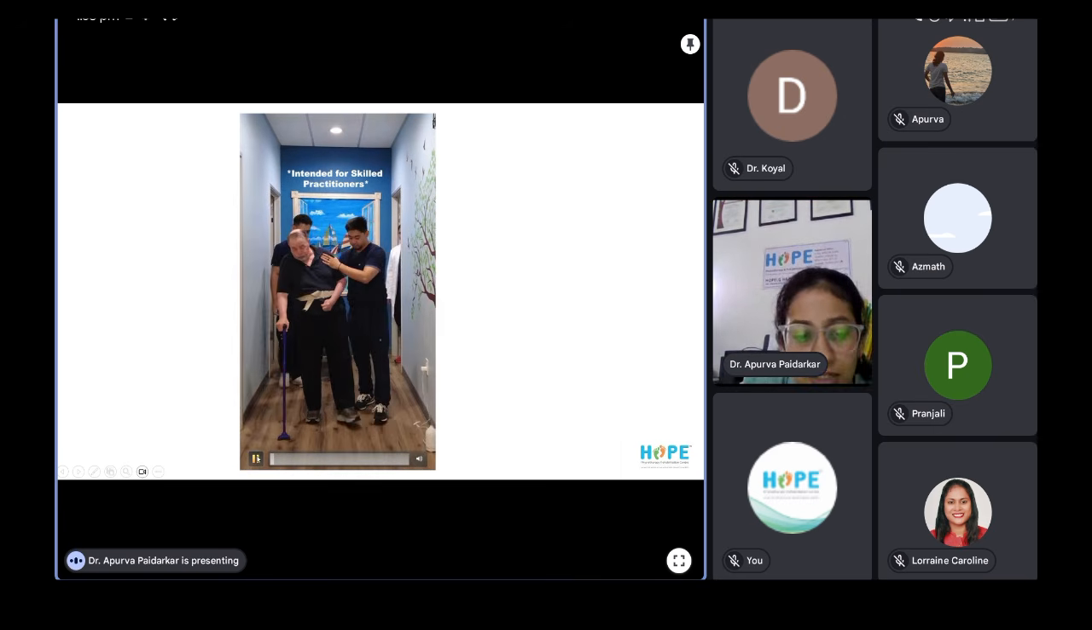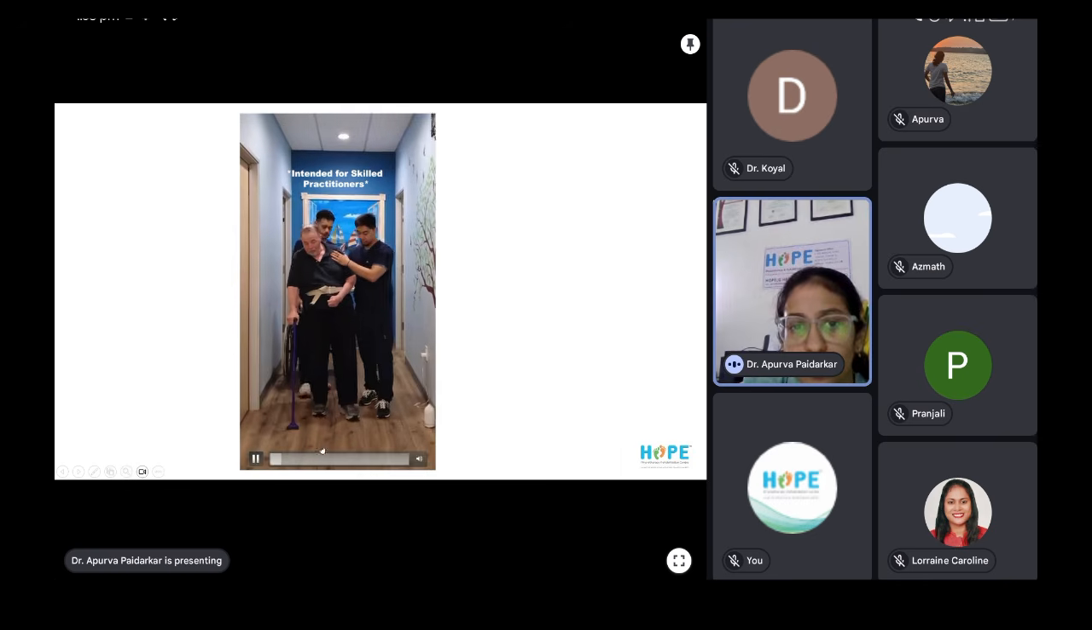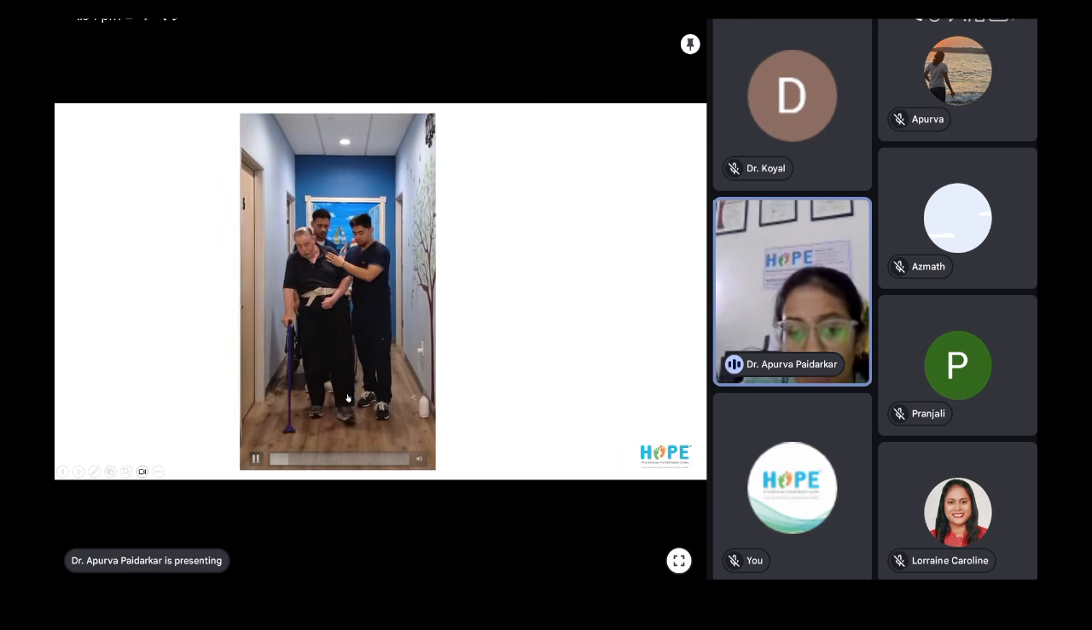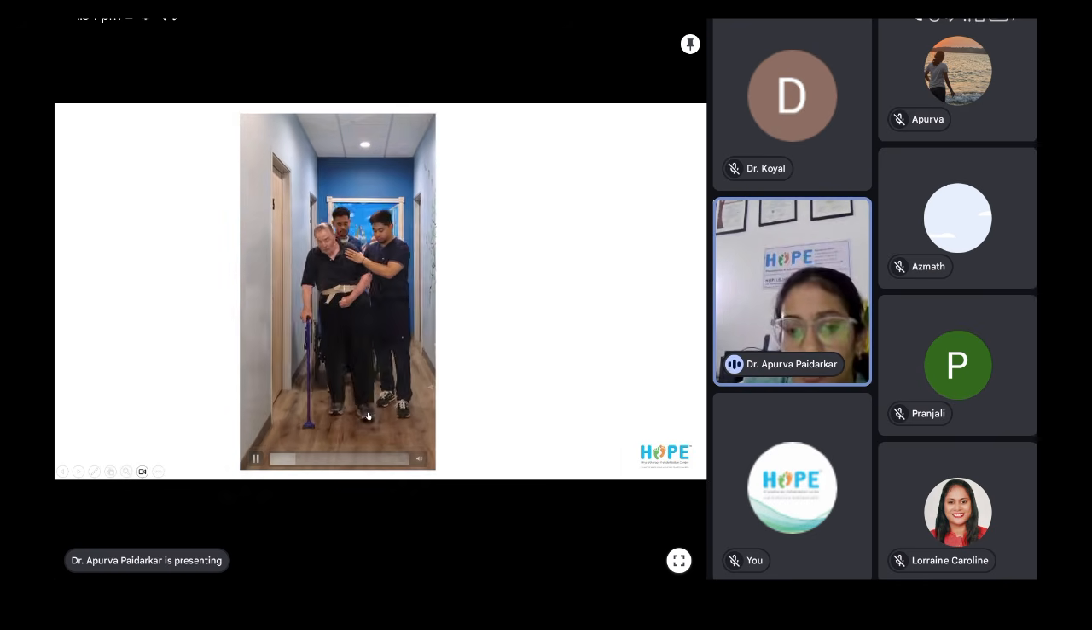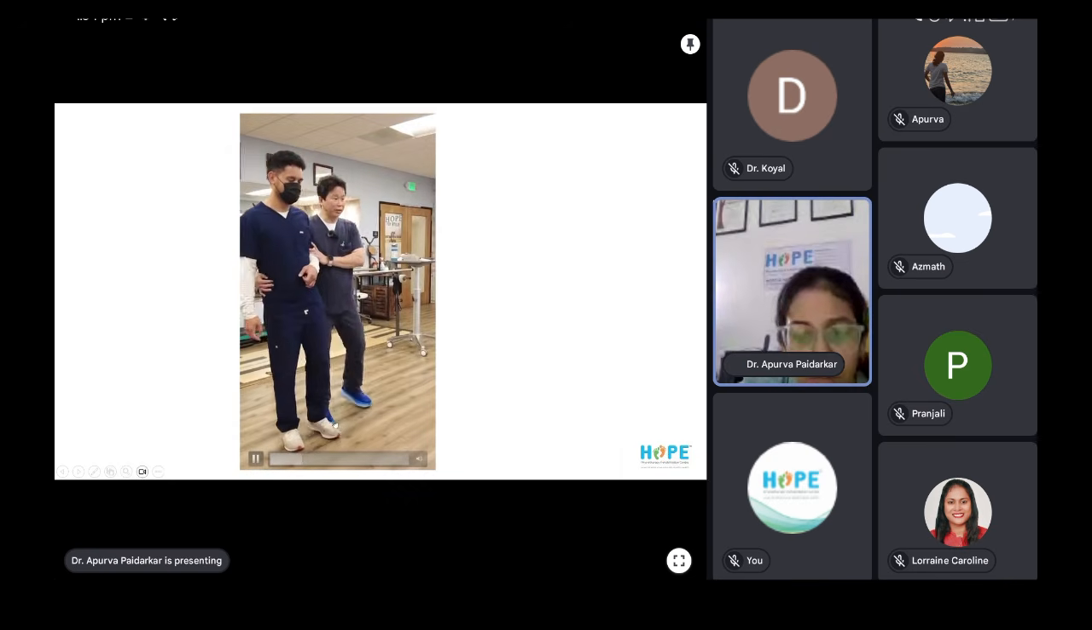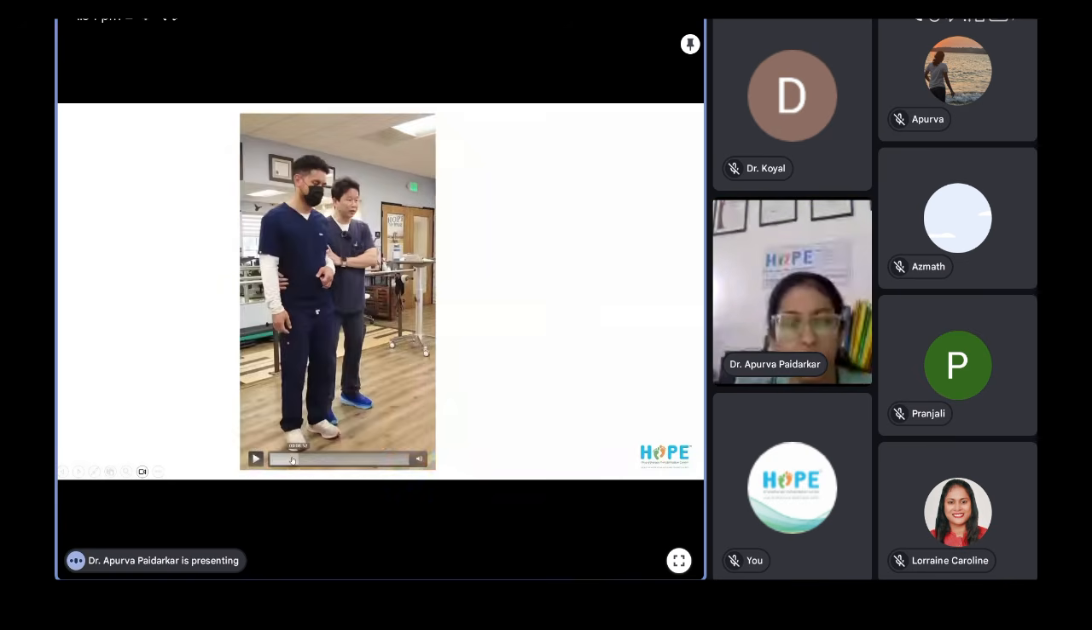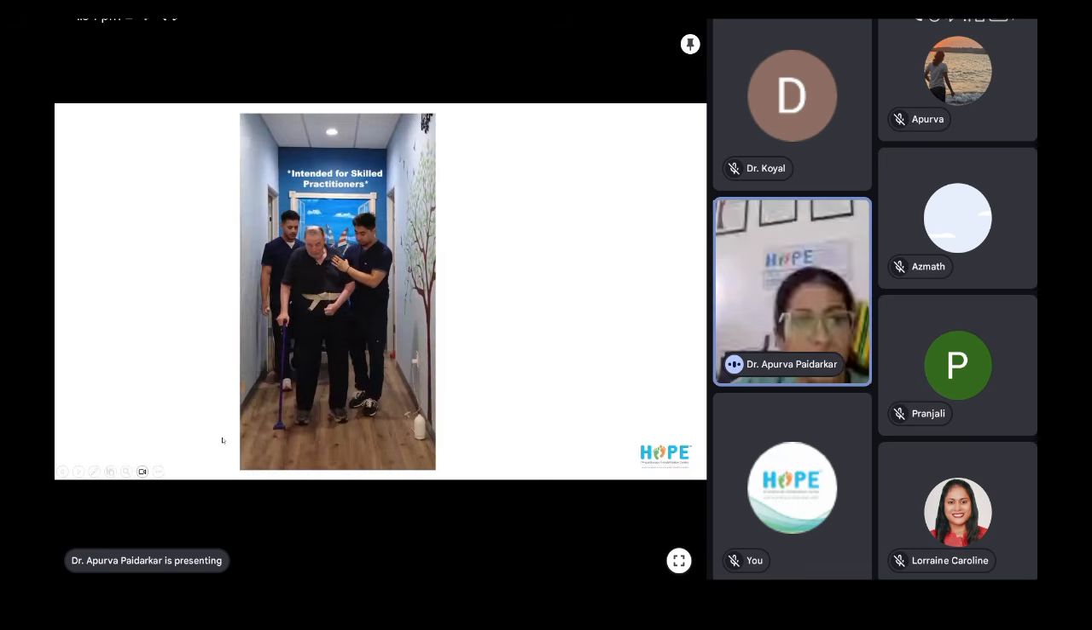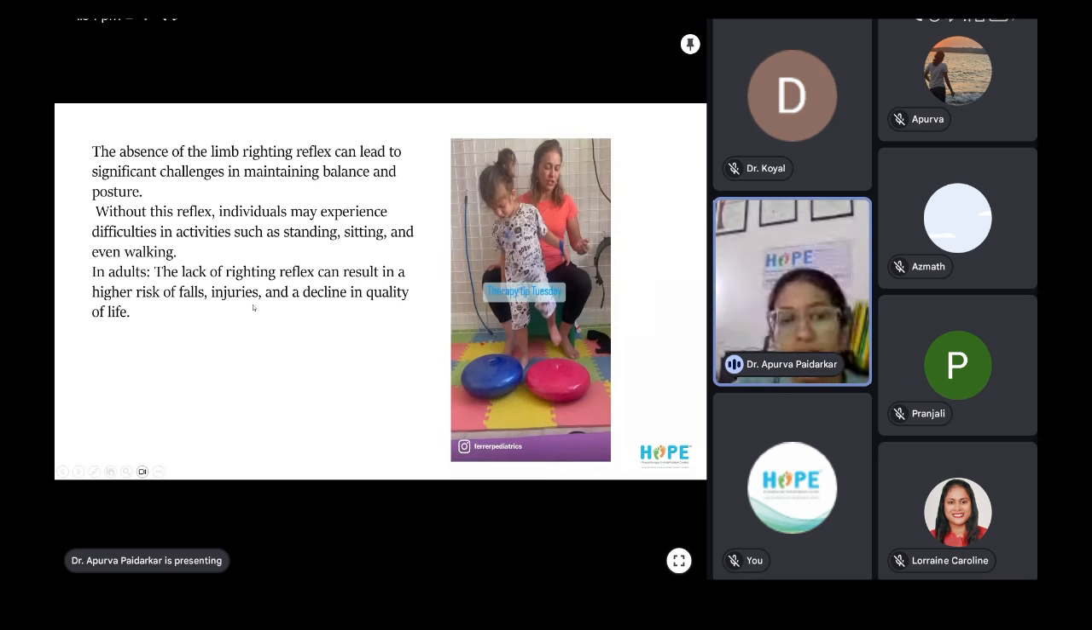Here we see a stroke patient who is trying to walk. On the side of the patient there is no abduction or weight shifting movement. We can walk at the same pace with one person, and then we see that in adults, if it is lacking, as in a stroke patient, there is an absence of this reflex.